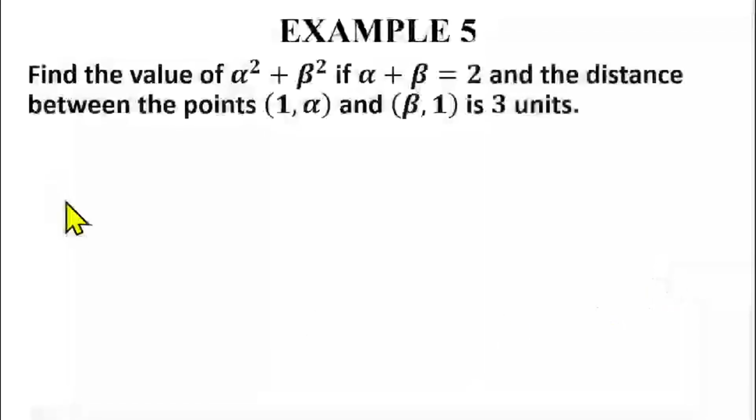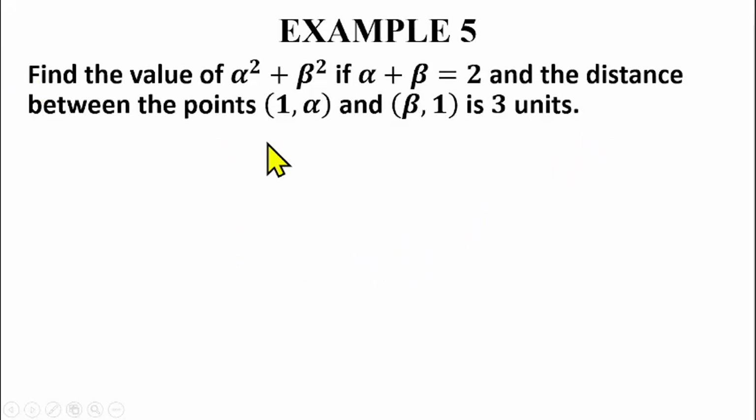So let's see one more example on this. We are to find the value of alpha squared plus beta squared if alpha plus beta is equal to 2 and the distance between the points (1, alpha) and (beta, 1) is 3 units.